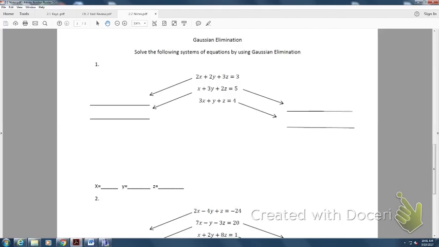Again, Gaussian elimination is just elimination to the next degree. That's really the best way I can explain it. The first thing you're going to do is take the first two equations, put them on top of each other. So 2x plus 2y plus 3z equals 3, and then put the second equation underneath it.